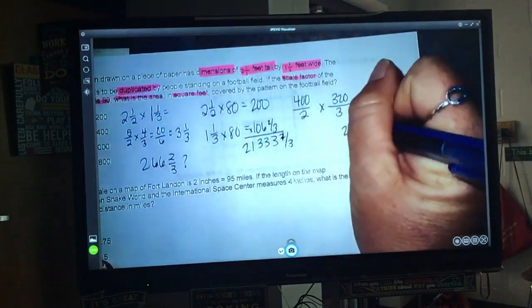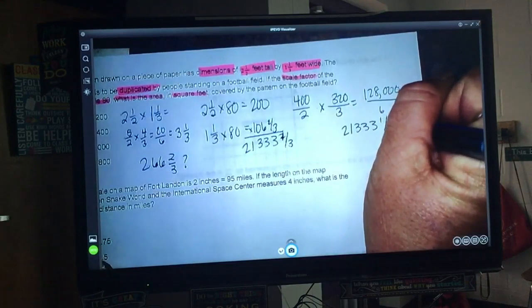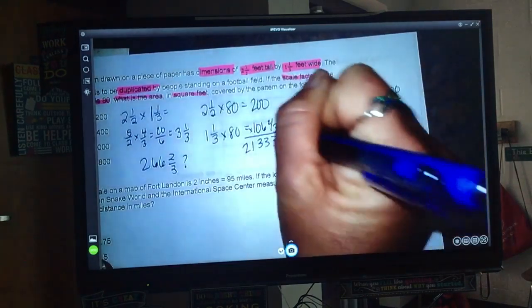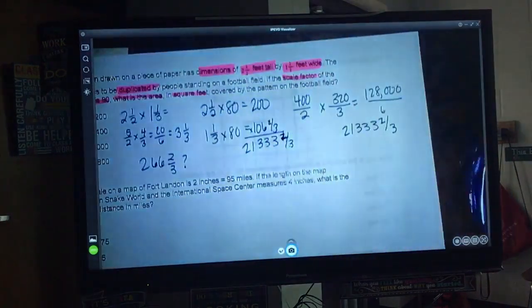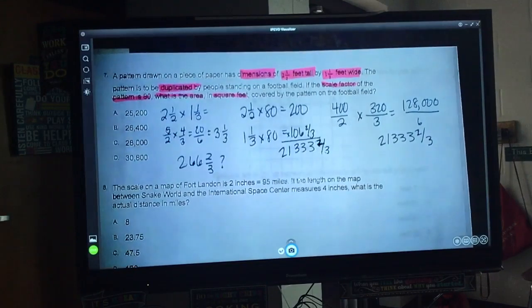No, you had it right. 21,333. You got 2/3 or 1/3? But when I did mine, I got... So it should be 2/3. All right, here's the problem. We still don't have our answer. So where have we gone wrong? What have we done wrong?